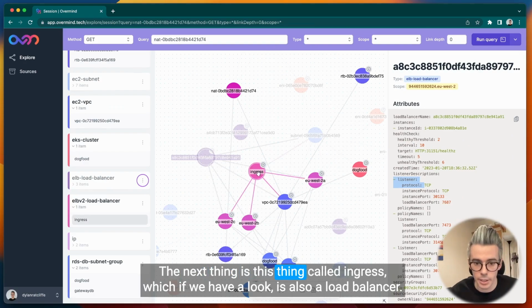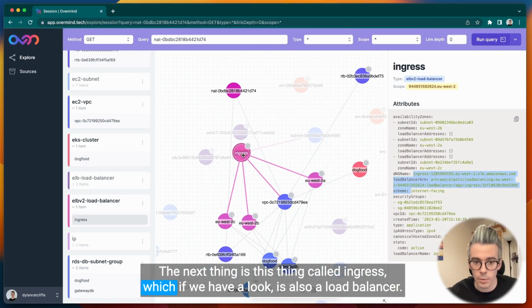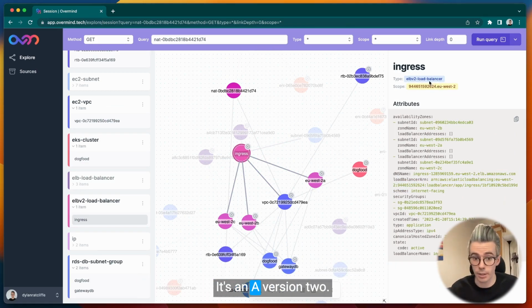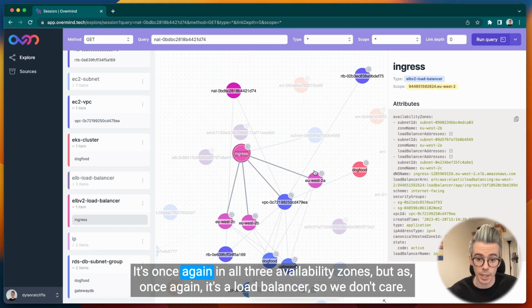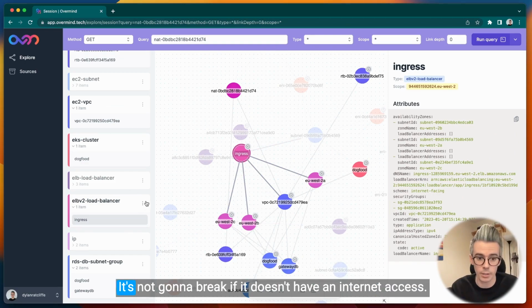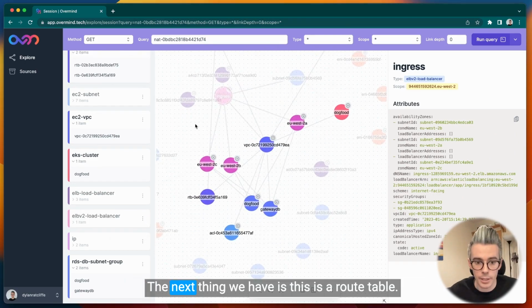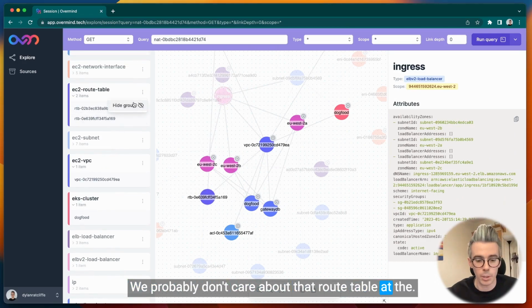The next thing is this thing called Ingress, which if we have a look is also a load balancer. It's just a different type. It's in version 2. It's once again in all three availability zones, but once again, it's a load balancer, so we don't care. It's not going to break if it doesn't have internet access. The next thing we have is a route table. We probably don't care about that route table at the moment.